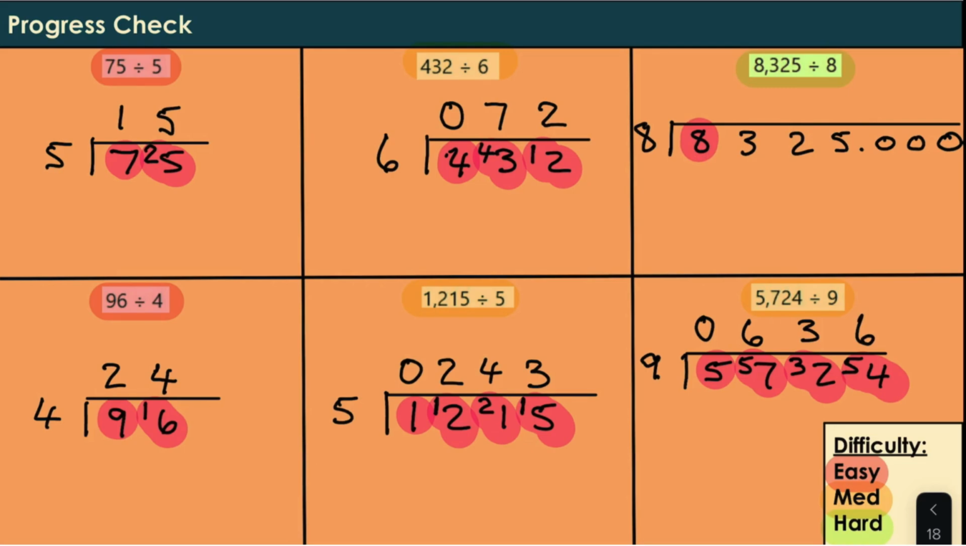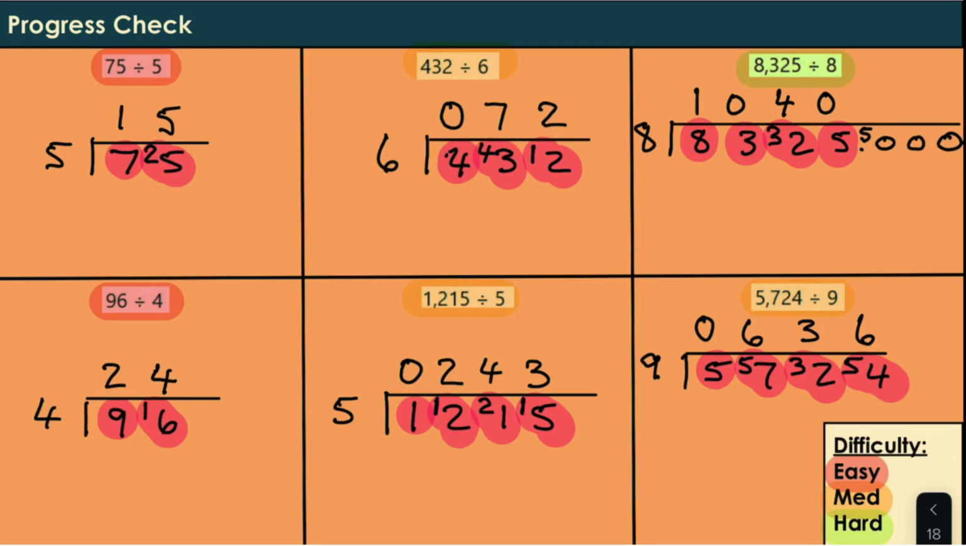First up, how many 8s go into 8? That would be 1. How many 8s go into 3? That would be 0, and the 3 carries over. How many 8s go into 32? That would be 4 8s. How many 8s go into 5? Well, that would be 0 8s. And the 5 is carried over to the next 0.